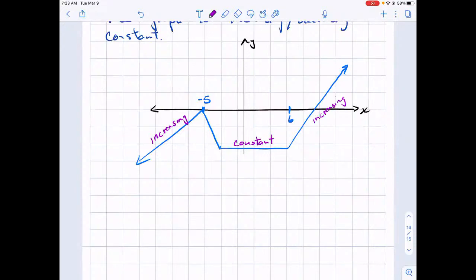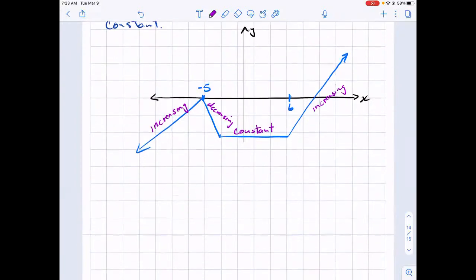Here, in this portion here, it's decreasing. Okay. So we have from minus infinity to -5, and from 6 to infinity, we have increasing. It's two pieces. It's increasing here, and it's increasing here. So that's how come we have this and this.